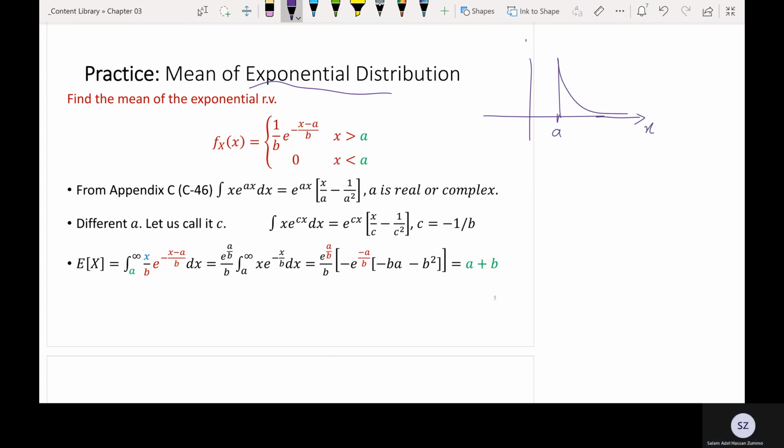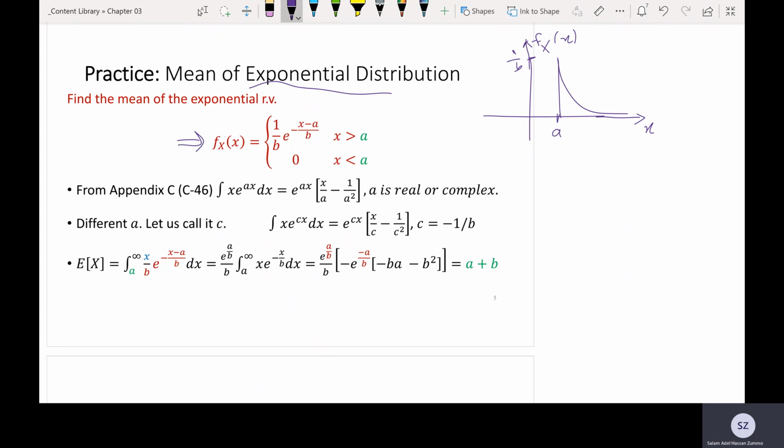Remember f of x of x. And what is this value? 1 over 3 exactly. And we talked about how A changes the location of where the exponential PDF starts, and B describes the speed of how fast it decays. And analytically, it looks like this.